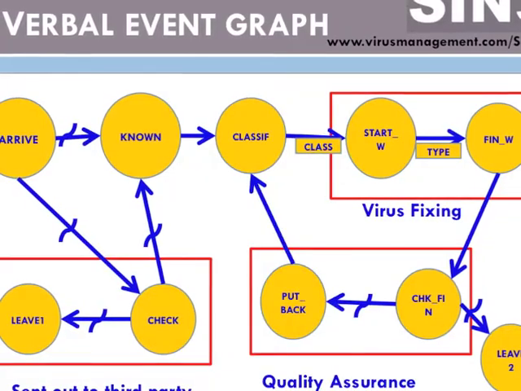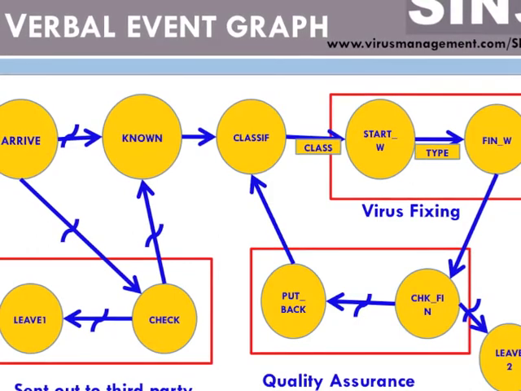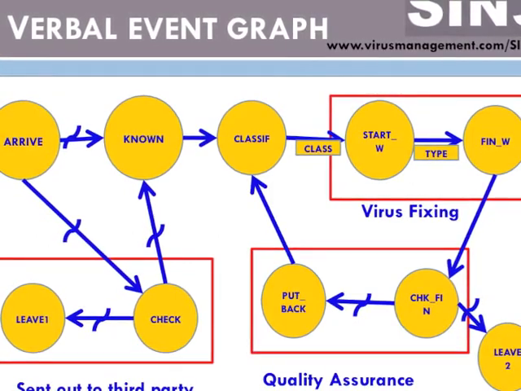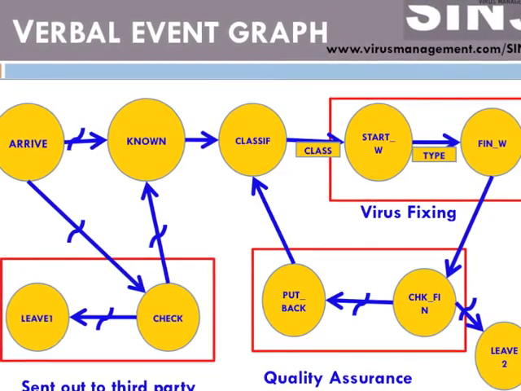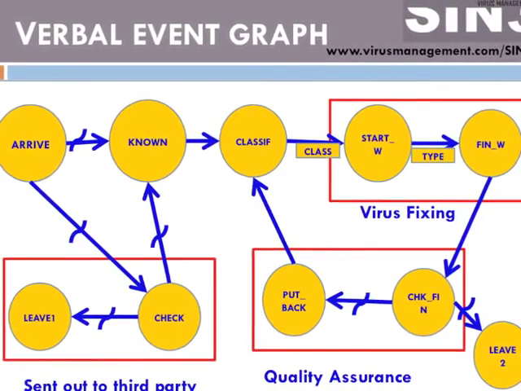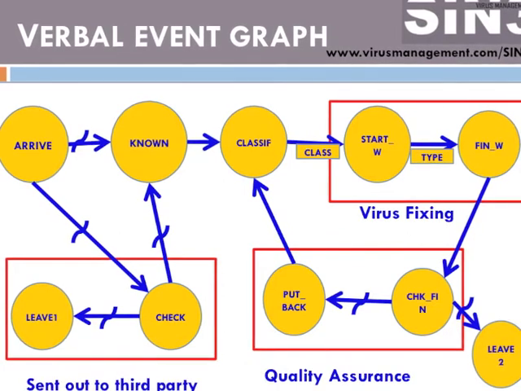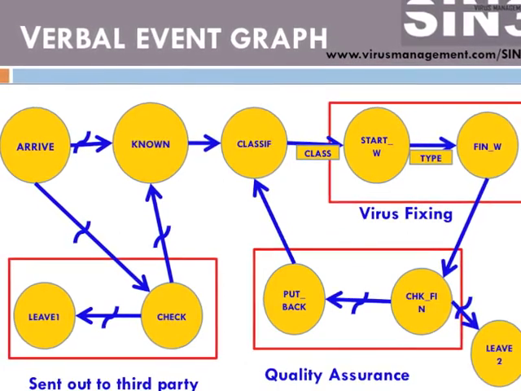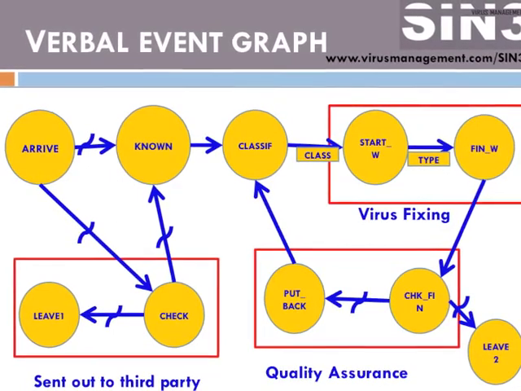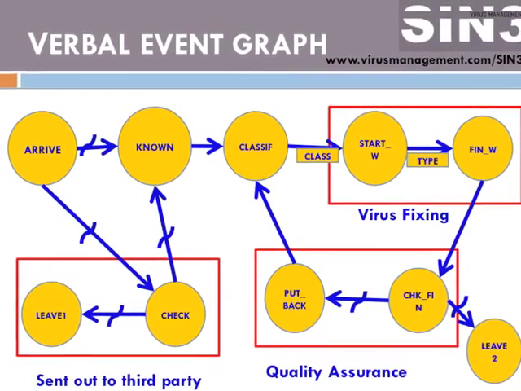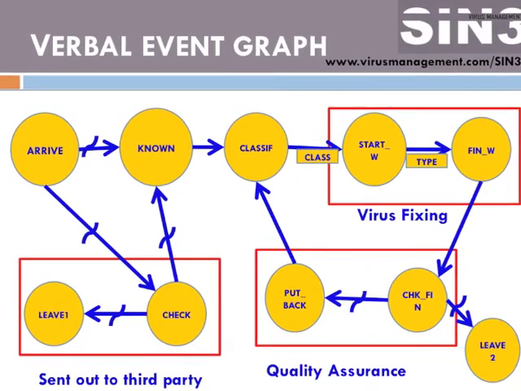We have three main parts for our model. First is that if the virus is unidentifiable or the employee couldn't fix it, it will be sent to the third party. Second is the virus fixing part. After the virus is fixed, it will undergo the quality assurance process, which determines if the virus has to be refixed or not. Otherwise, it will just leave our system.